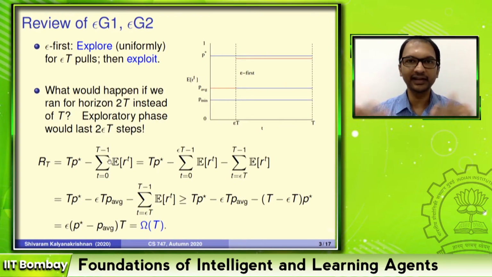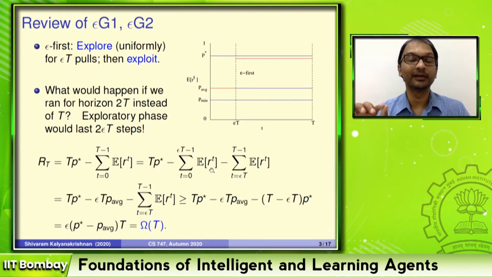Okay, it's a sum over t terms. I'm going to just look at the first epsilon t terms and then the remaining t minus epsilon t terms. Okay, I'm just splitting up the sum into two separate things, and we will look at these two things separately. So the first term I'm just carrying over. Now the second term, we know exactly what it is.